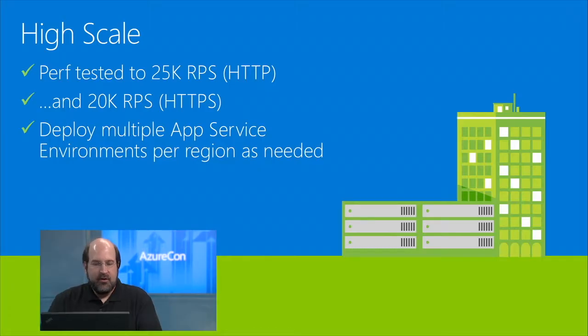So let's talk a little bit about the high scale scenario. We've gone out and done perf benchmarking with apps running on app service environments. And you can see here, in terms of the numbers, we've been able to benchmark up to around 25,000 RPS for standard HTTP traffic, as well as around 20,000 RPS for SSL traffic. With those kinds of numbers, we're able to go to customers and talk about scenarios, like I said, voting applications being a classic one, where you need to support really high burst loads in terms of RPS rates for a relatively short period of time.